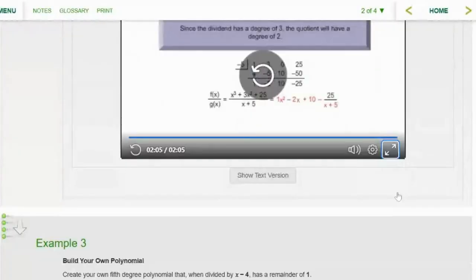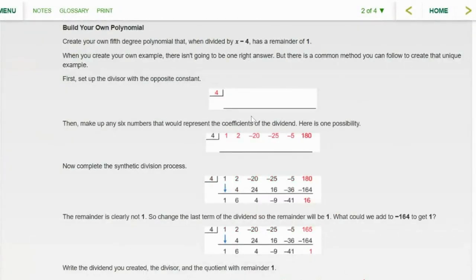All right, that is what we're doing. Build your own polynomial. Oh, okay, so here you can create your own. It says do a 5th degree. So start with x to the 5th. And it wants to have a remainder of 1. Oh. Okay, so how would we do that?